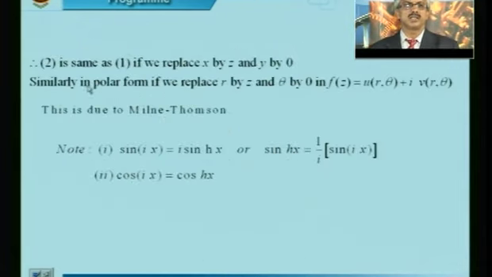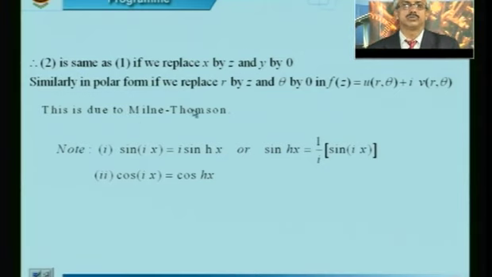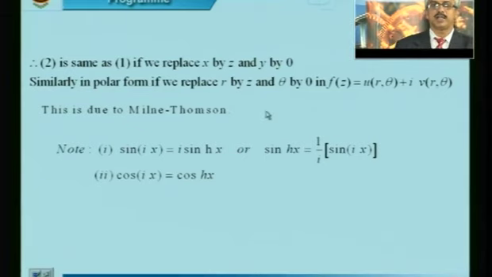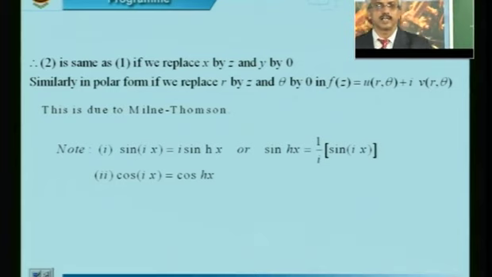Therefore, Milne-Thomson is that similarly in the polar form we replace r by z and theta by 0 in the polar function f of z is equal to u of r comma theta plus i into v of r comma theta. This is both the cases, that is due to the Milne-Thomson method. Milne-Thomson method says that for any complex function, just replace x by z and y by 0, and r by z and theta by 0, we can get that.